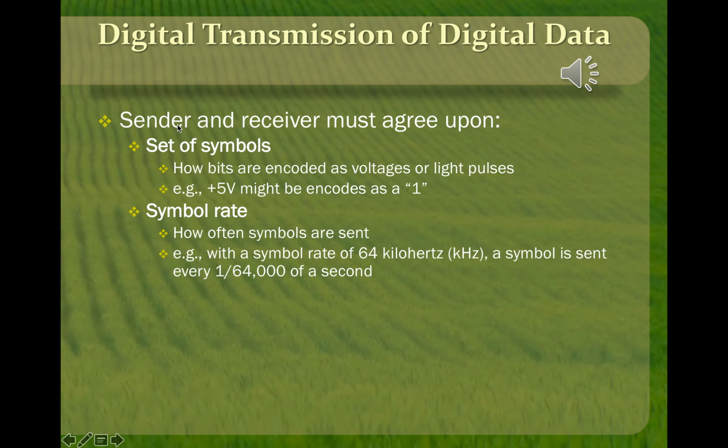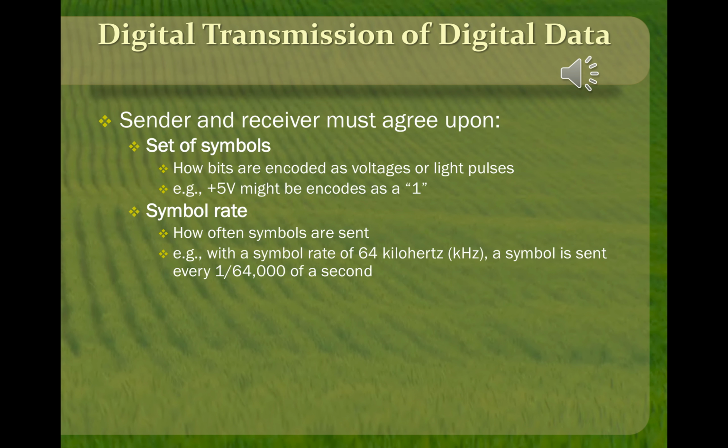So with digital transmission of digital data, the sender and the receiver must agree upon a set of symbols. How bits are encoded are voltages. So 5 volts might be encoded as 1, and 0 voltage would be encoded as 0. So thus with a digital signal, if there is voltage, it's usually a 1. If there's not, it's a 0. And there are exceptions to that, which you'll see on the next couple slides.